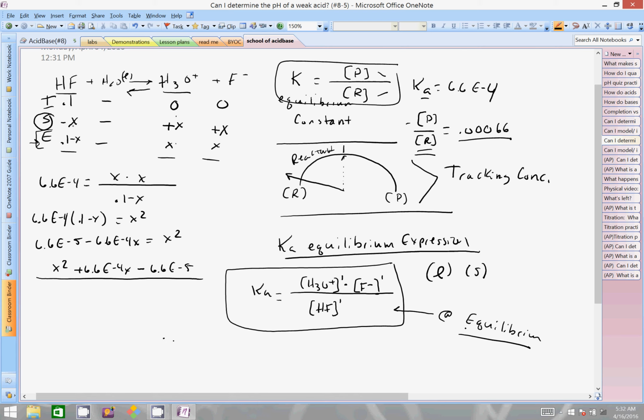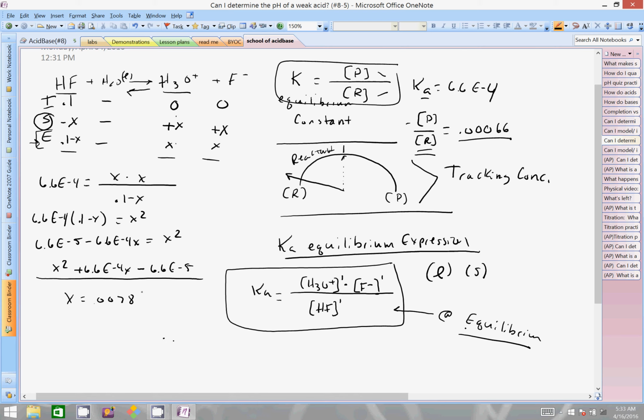Okay, let's try it out here once. I have a quad solver in my calculator. All right, so my quad form, a equals 1, and then b equals 6.6 e to the negative fourth, and then c equals a negative 6.6 e to the negative fifth, and I'm getting, in this case, okay, 0.0078. All right, so x equals 0.0078.